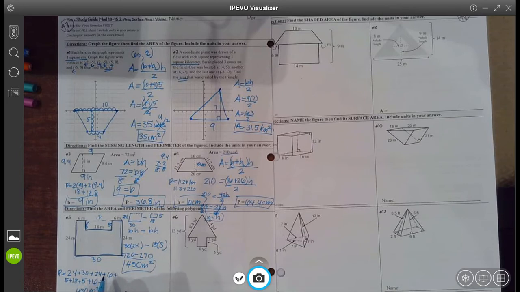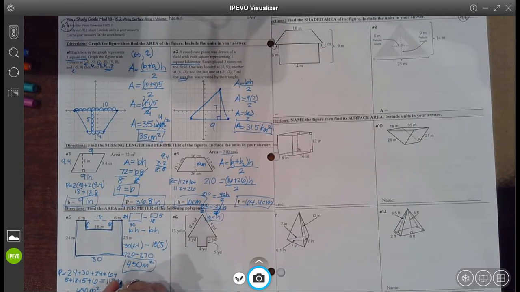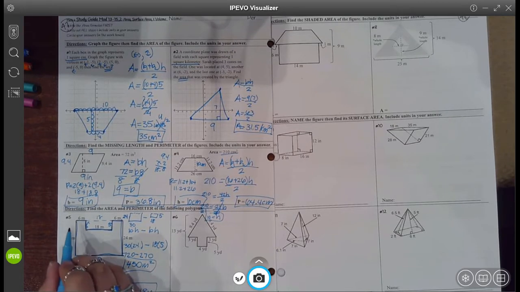24 plus 30 plus 24 plus 6 plus 5 plus 18 plus 5 plus 6, and you get 118 meters for your perimeter. Again, I find it helpful to trace each line as you write it down so you don't forget anything.